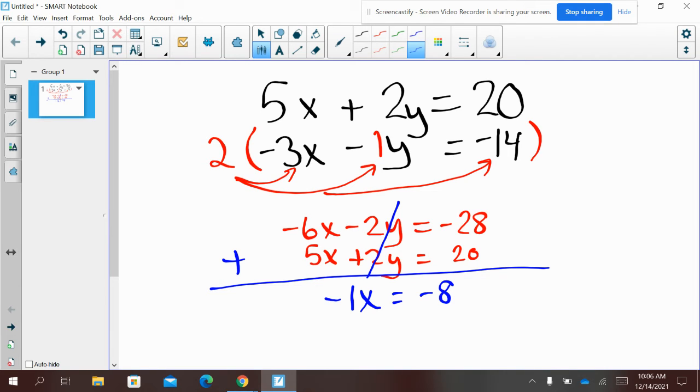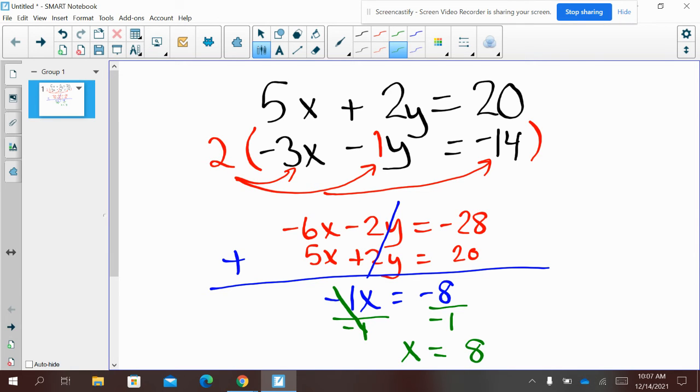So what this tells me is negative 1x is equal to negative 8. But when we solve, we don't want to know negative x. We're looking for a positive x. That means I'm going to divide everything by a negative 1. So I can get x by itself. And x is equivalent to 8.